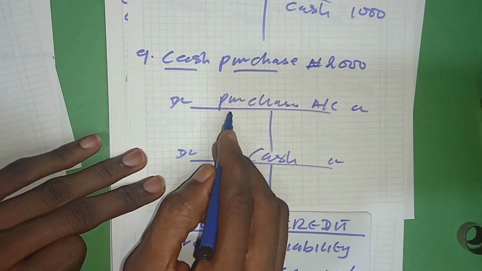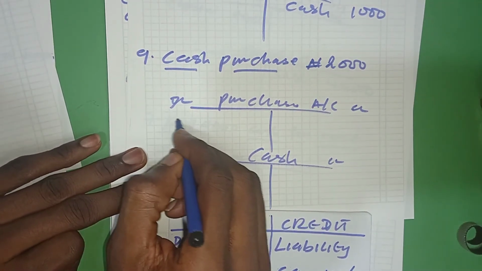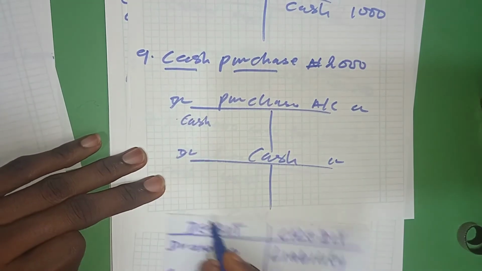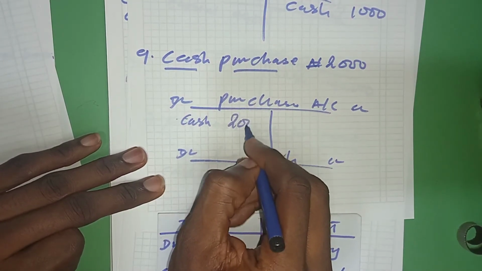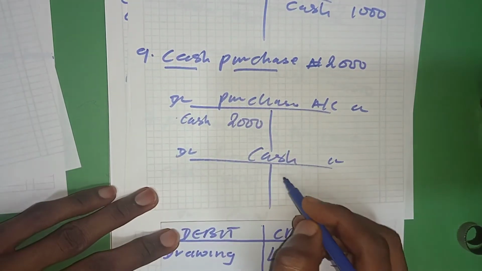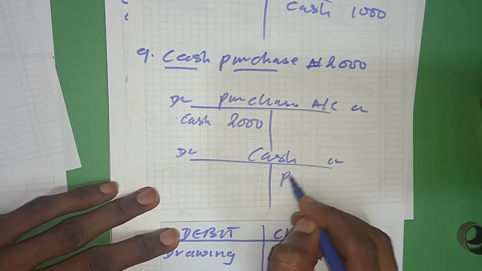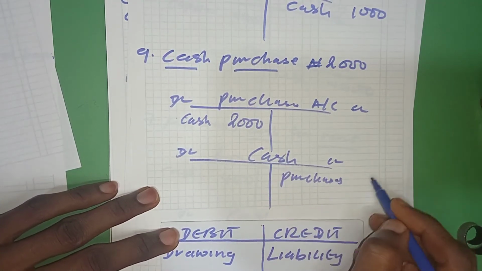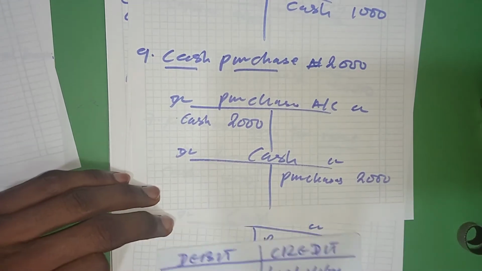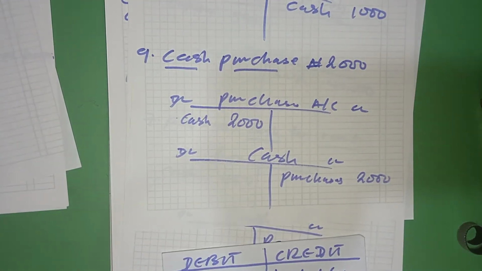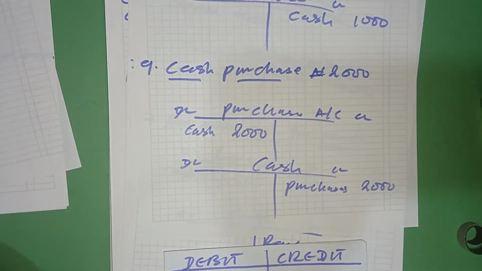You debit your purchases by cash, 2,000. Then you credit your cash by purchases, 2,000. Hope you understand. Hope you get this. Whenever you are purchasing, money is going out. And that money that is going out will be credited. And the goods which you purchase will be debited.